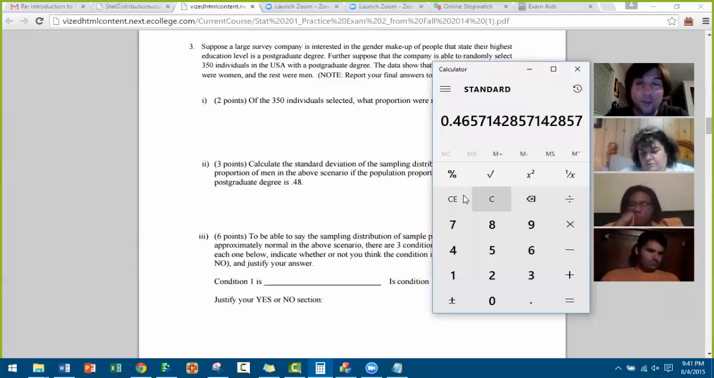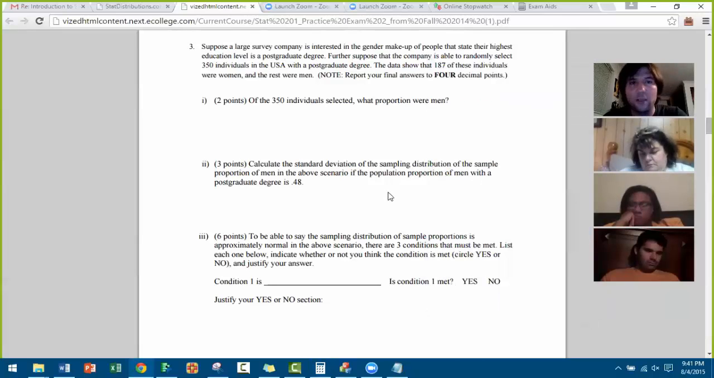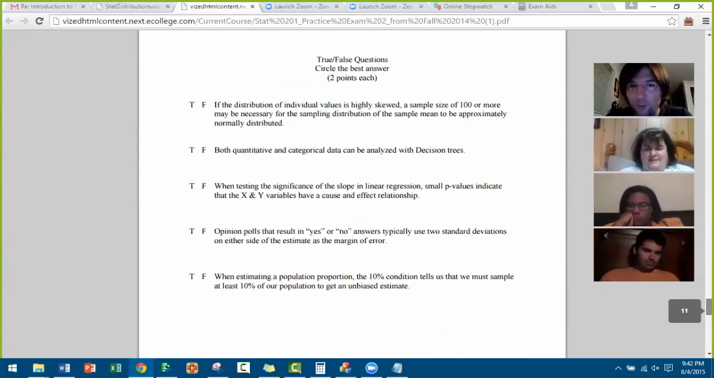Now here comes the tricky part. Not so tough, but tricky. Calculate the standard deviation of the sampling distribution of the sample proportion of men in the above scenario if the population proportion of men with a postgraduate degree is 48%. A lot to say there. What we're saying is that the truth is 48%.